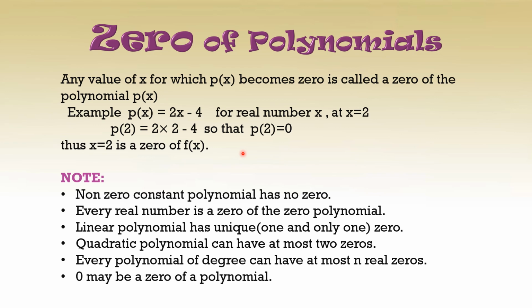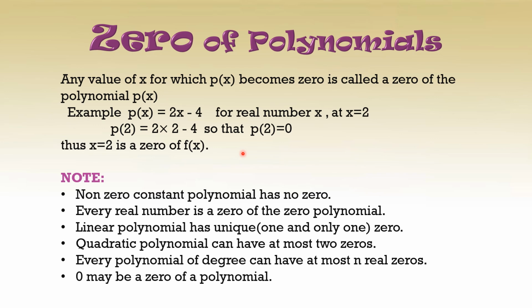Okay, so some of the important points are that a non-zero constant polynomial has no zero. A constant polynomial which is not zero has no zero. What does it mean? A constant polynomial has no zeros. The zero polynomial is also there, no? So a non-zero constant polynomial means a constant polynomial, but I'm not considering zero here. So it has no zero. Every real number is a zero of the zero polynomial. For the zero polynomial, any real number is a zero.